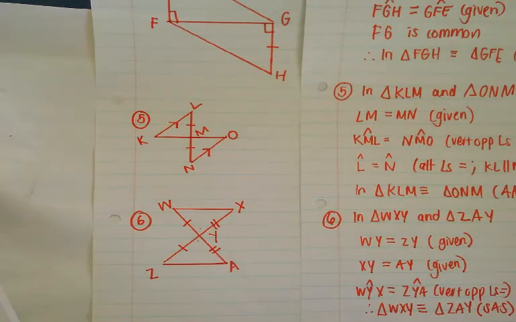There's my line, so that's my angle. There's my line, and that's my angle. Those are vertically opposite, so yes, it is SAS. Okay, next couple.